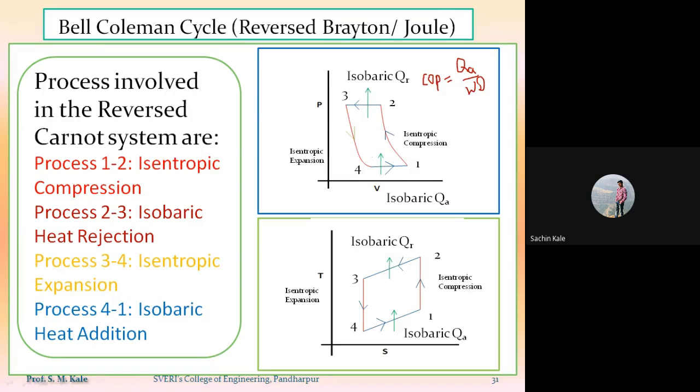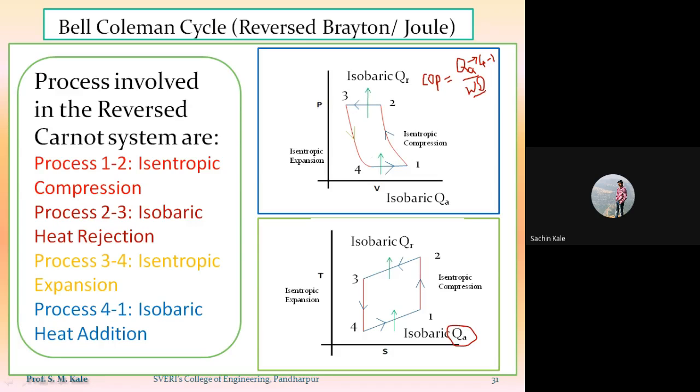So where exactly is the heat absorption process taking place? In the system, where does the heat absorption process take place? Inside the refrigerator. In which process? In 4 to 1. What happens in 4 to 1? Heat absorption happens. So here I have to calculate the value of QA by using the process 4 to 1.